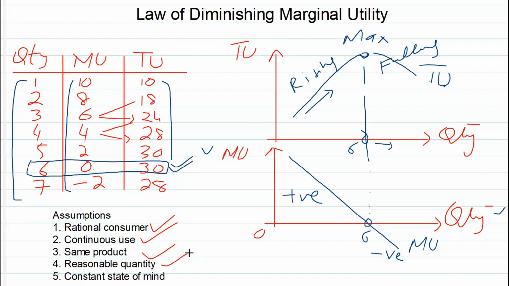It is also assumed that the commodity consumed is taken in suitable and reasonable quantity. If the units are too small, then marginal utility, instead of falling, may increase up to a few units. The consumer's state of mind must remain the same. If he consumed the first unit with a certain intention, then he must use the second unit with the same intention, otherwise the law might not hold true.